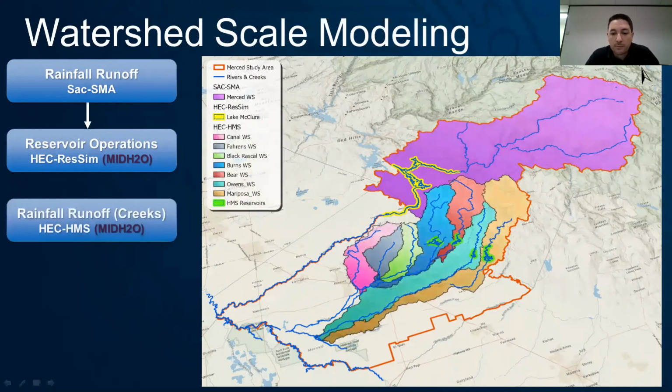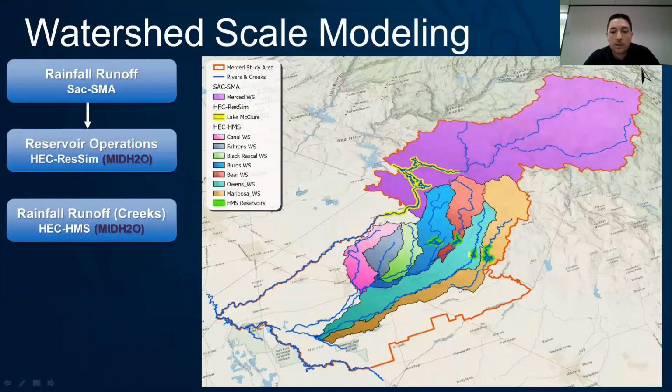We also have a number of smaller watersheds in our study area. So we have another watershed runoff model. In this case, we're using HEC-HMS. This is also a Merced Irrigation District model. There's a number of creeks through here and a couple of flood control reservoirs. I'll name these ones. We have Burns Reservoir, Bear, Owens, and Mariposa Reservoir. And those are 4 major creeks.